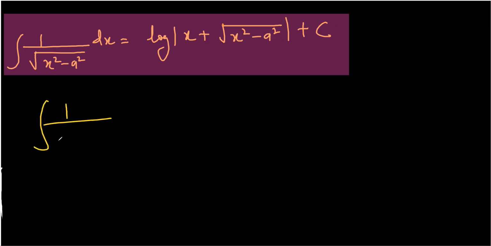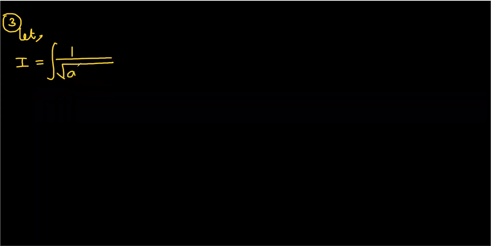Okay, students, so after this theory, we will take the third one, and the third one is integral 1 upon square root of a square minus x square dx. This is the final one. So I write here the third one. Let I equals integral 1 over square root of a square minus x square dx.